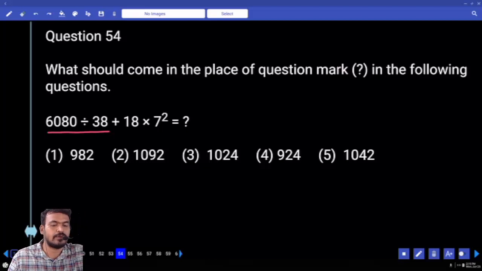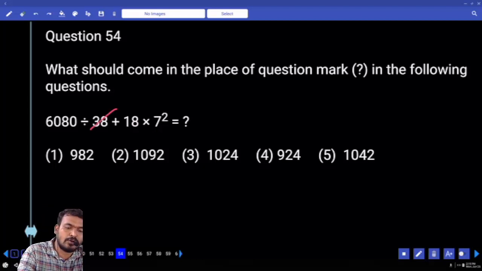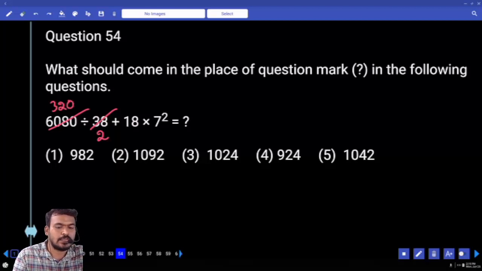6080 divided by which one? 38. What is the half of the 38? 19. Numerator is divisible by 19. Denominator also divisible by 19. 19 how many times? Denominator 2 times. Numerator 19 3 is 57. What is the remaining? 38. How many times? 2 times. 0. 320 divided by 2.